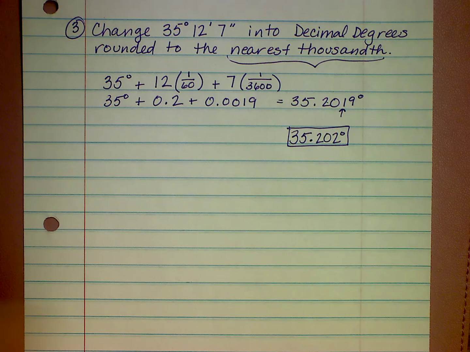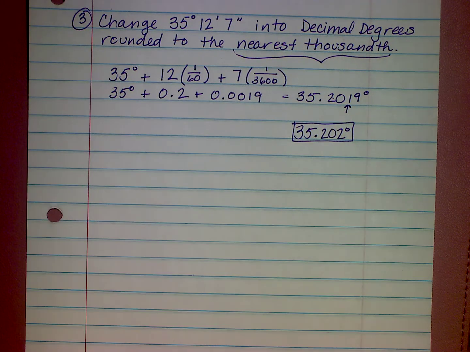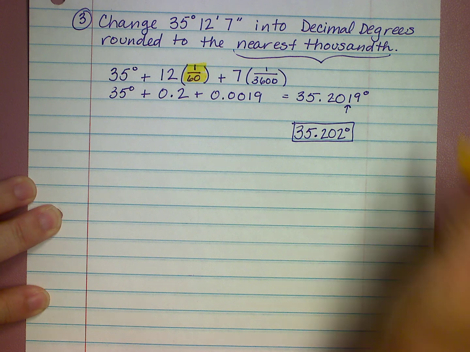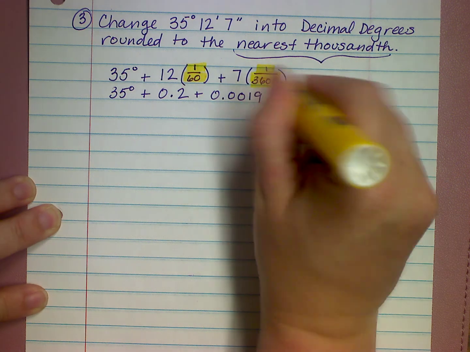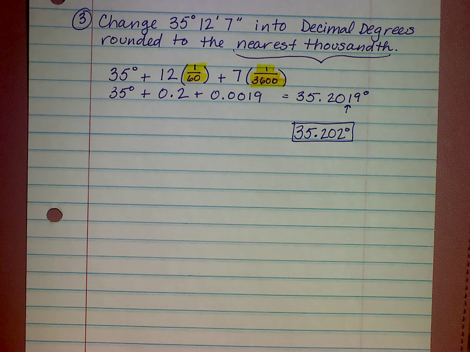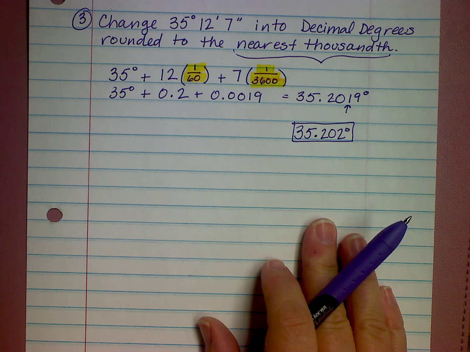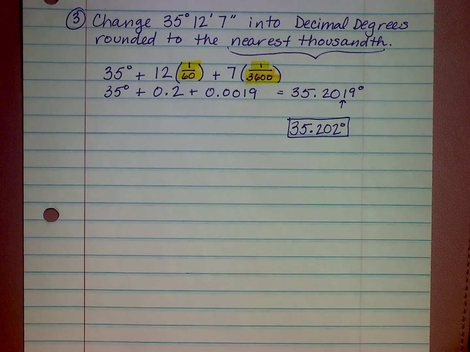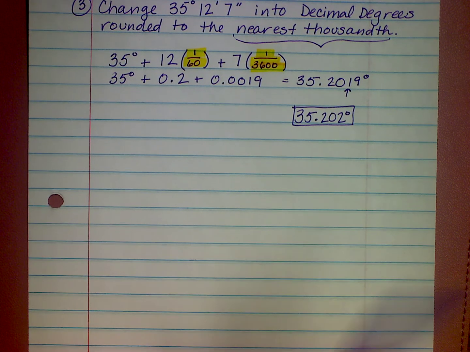Okay, so the key with these guys is remembering that you multiply the minutes by 1/60th, but you multiply the seconds by 1 over 60 squared, which is 1 over 3600. Any questions there? Okay.